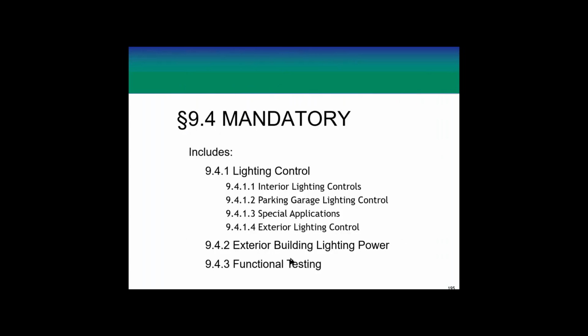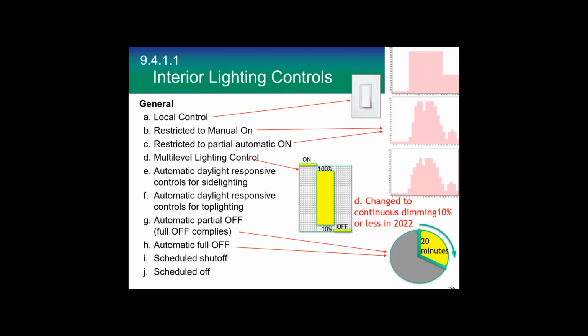All right, so here are the mandatory requirements. Go through this in some detail. So the big change in 2022 is that this used to have 3 steps. Now it has to be continuous dimming. So you turn it on and you can go between 100% to off, and it's automatic continuous dimming based on daylight response. So this will be your multi-level control. It'll be automatic if we've got a daylighting system in this space.